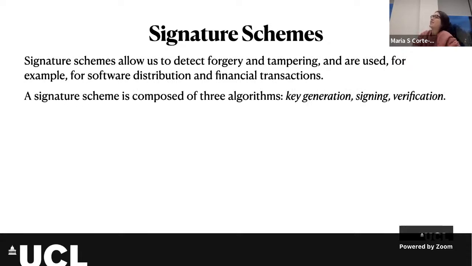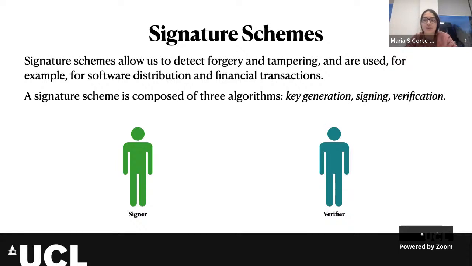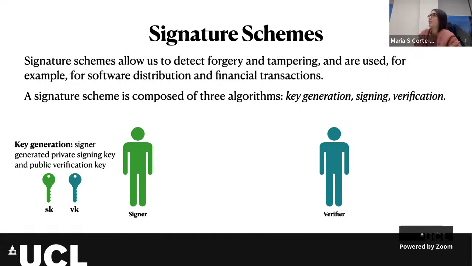A signature scheme is composed of three algorithms: key generation, signing, and verification. Here you have your signer and your verifier, who are going to take part in this signature scheme. In key generation, the signer is going to generate a private signing key, which they will use to sign whatever message they have, and they will send a public verification key that will be public to any verifier who wants to verify the signature.